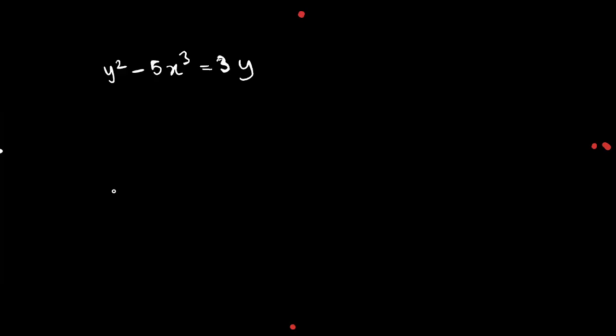So firstly, we take the derivative, right? Like I said, each time a y is involved, you include dy dx, and this dy dx is what we're ultimately trying to solve for. So what is the derivative of y squared? That's just 2y, remember to add dy dx. Next, minus 5x cubed. The derivative of that, we bring the 3 down, which gives us minus 15x squared, and we don't add anything else there. And this is equal to, the derivative of 3y is 3 dy dx.